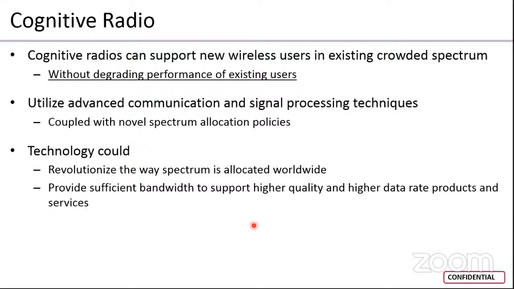That is why we say cognitive radios can support new wireless users in existing crowded spectrum without degrading the performance of existing users. It utilizes advanced communication and signal processing techniques, coupled with novel spectrum allocation policies. The technology that cognitive radio provides could revolutionize the way spectrum is allocated worldwide. It also provides sufficient bandwidth to support higher quality and higher data rate products and services. So that is what we were talking about.